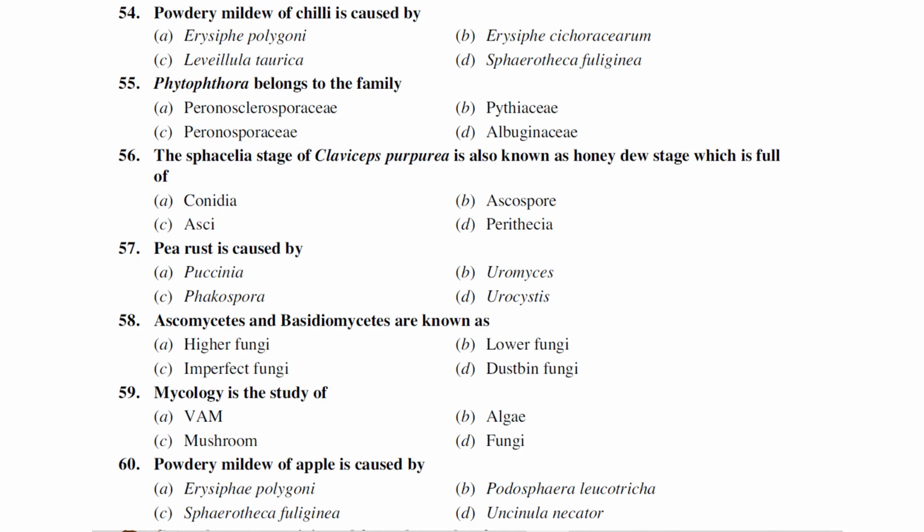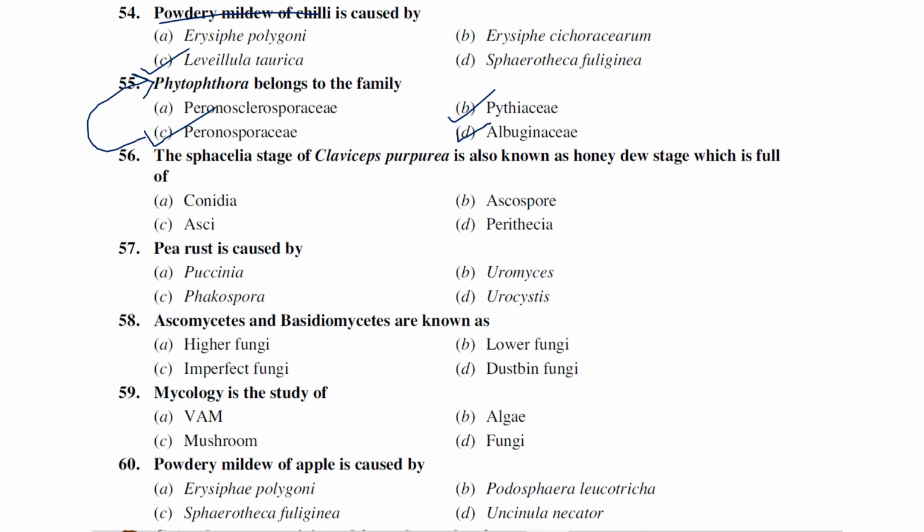Next one, the powdery mildew of chili is caused by Erysiphe polygoni, Erysiphe cichoracearum, Leveillula taurica, Sphaerotheca fuliginea. Here chili powdery mildew is caused by Leveillula taurica. The next one, Phytophthora belongs to the family Peronosporaceae, Pythiaceae, Albuginaceae. Pythiaceae is Pythium, Albuginaceae is Albugo candida, white rust of Amaranthus. Generally, Phytophthora comes under Peronosporaceae. So the answer is Peronosporaceae.